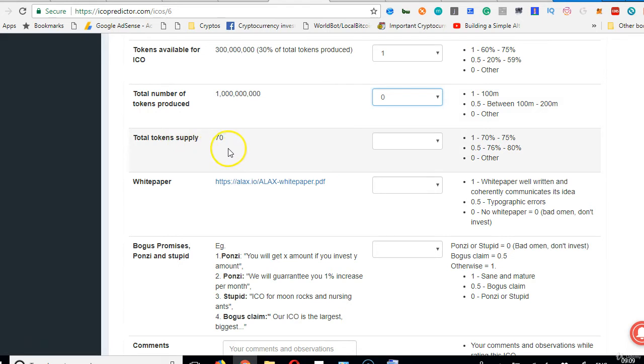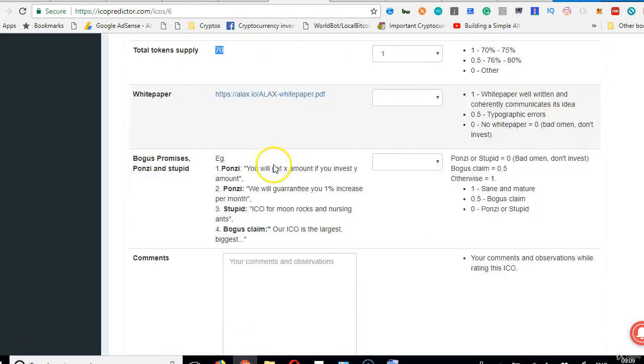Total token supply in percentage. So if it's between 70% and 75%, then it makes sense. So I'm giving them a 1 because it's 70%.